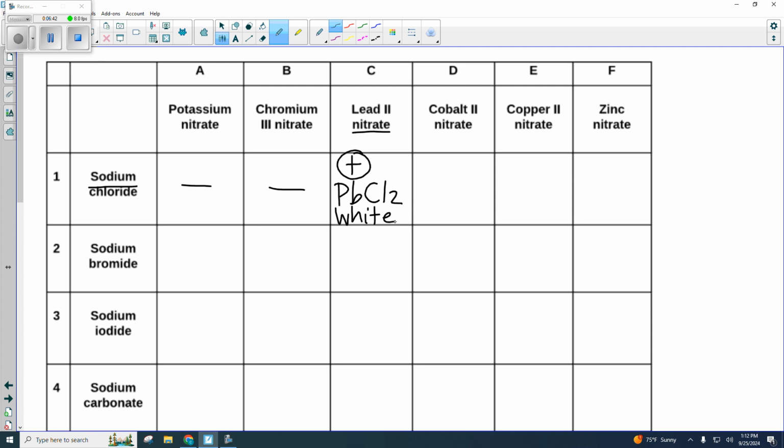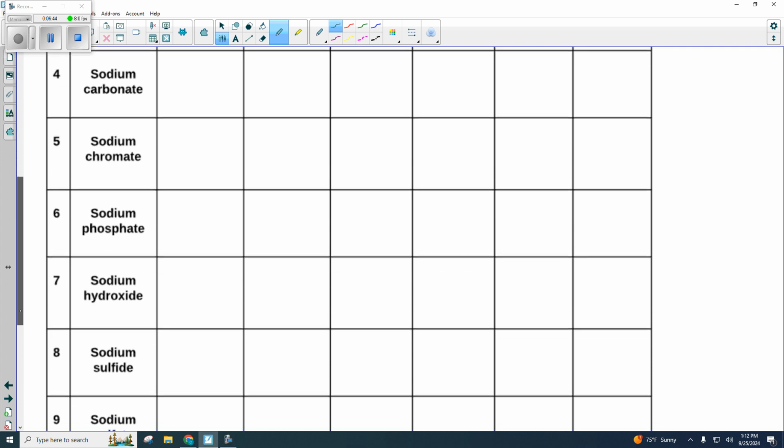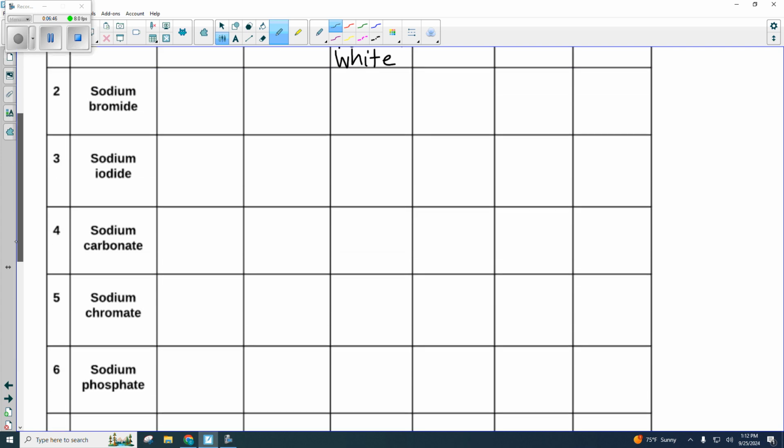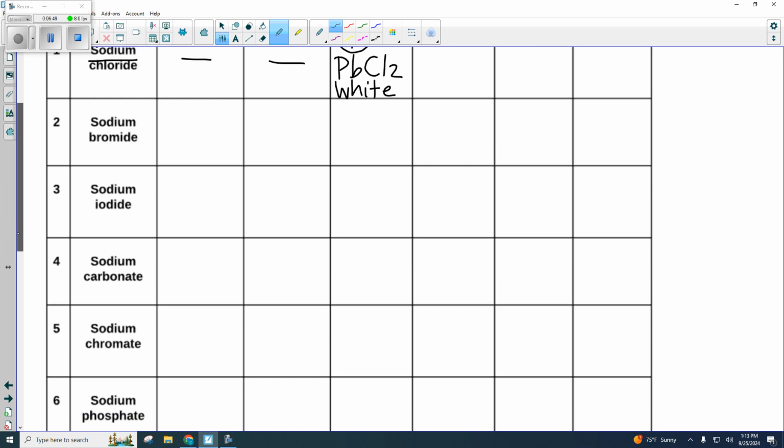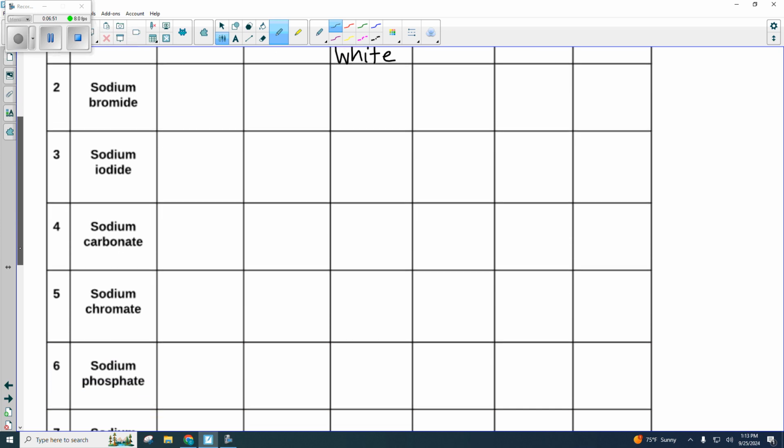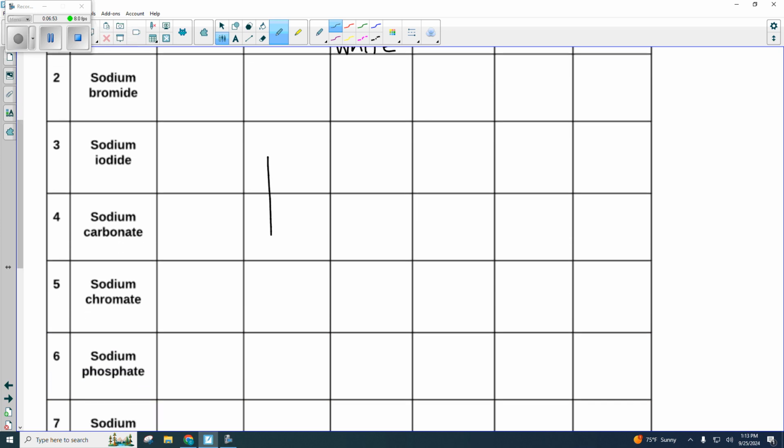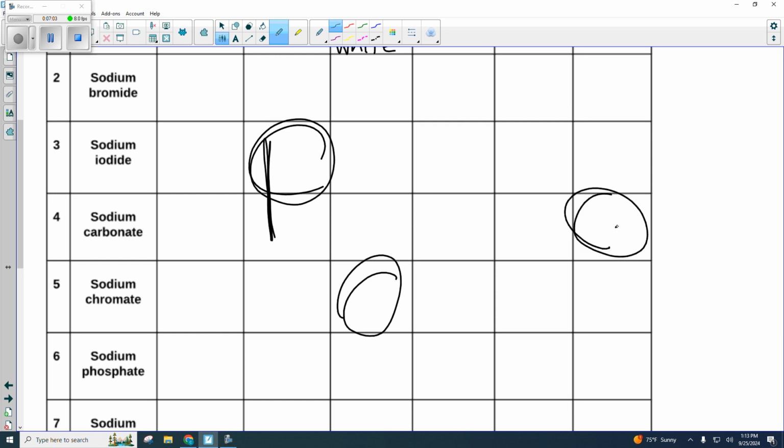So you guys need to continue to fill in this chart, and then you need to choose 3 combinations to write your net ionics. So don't choose them from the same row because they're going to be similar compounds. So you're going to choose something from here, let's say, and then here, and then something else that doesn't match. Make sure there are 3 different ones that are not in the same row or column.